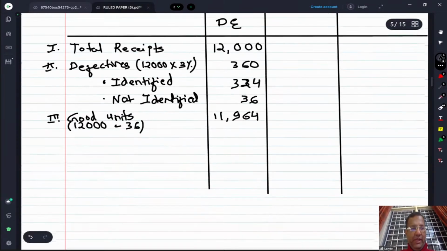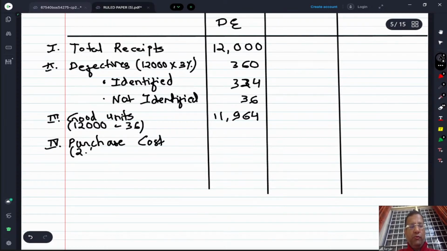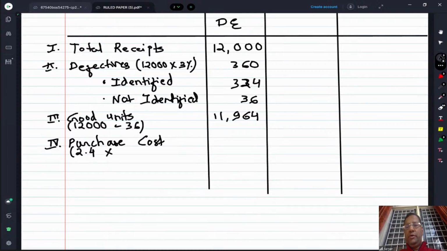Okay, now let's see point 4. Now tell me, beta, the purchase cost of 2.4 rupees that I have to pay, on which quantity will that purchase cost be applicable? On which unit will I make the payment of 2.4: whether it's 12,000, whether it's 11,640 (12,000 minus 360), or it's 11,964? On which unit will 2.4 rupees get multiplied? Waiting for your answers.